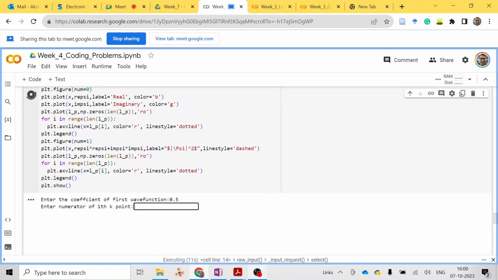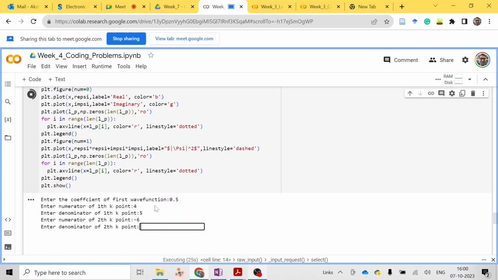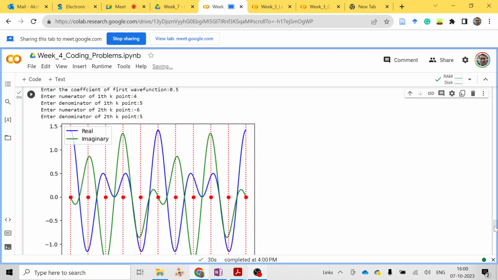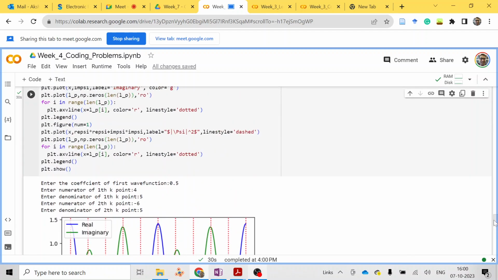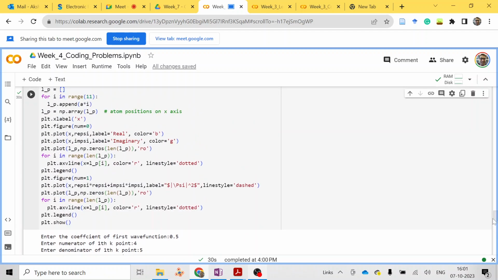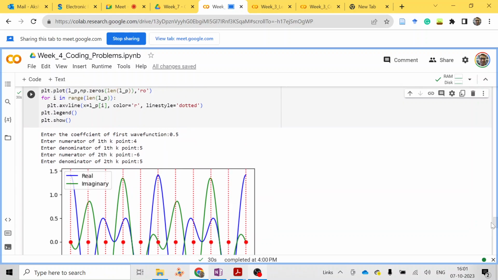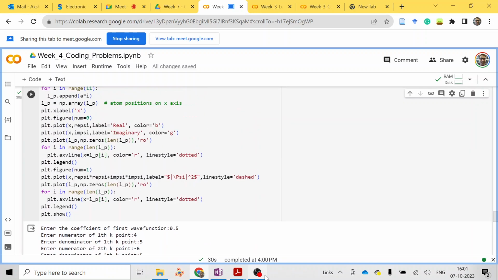Alright, now for the first key point. Our option A was 4 pi upon 5a and minus 6 pi upon 5a. So numerator is 4, denominator is 5. Now for the second point, numerator is minus 6, denominator is 5. Let's see what we are going to get. Just a minute, there's an issue.